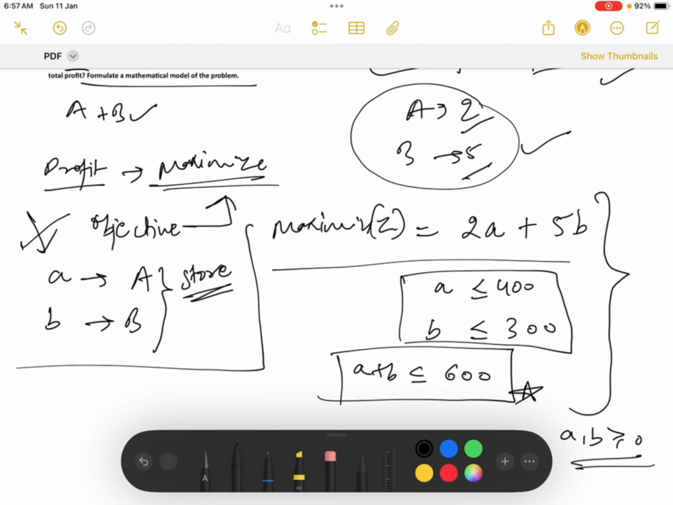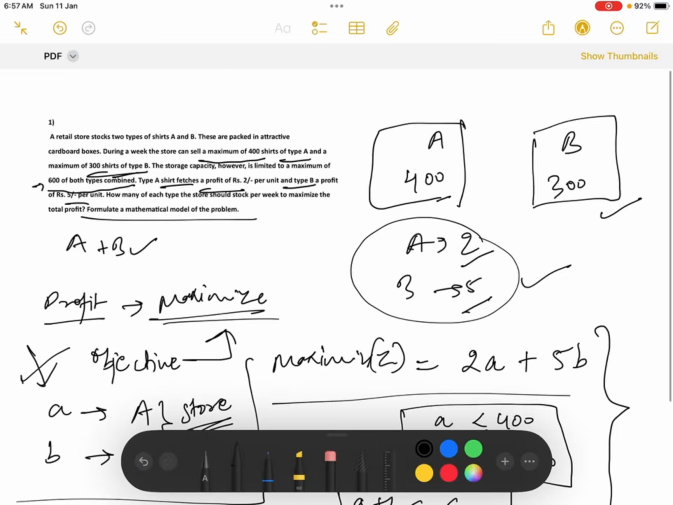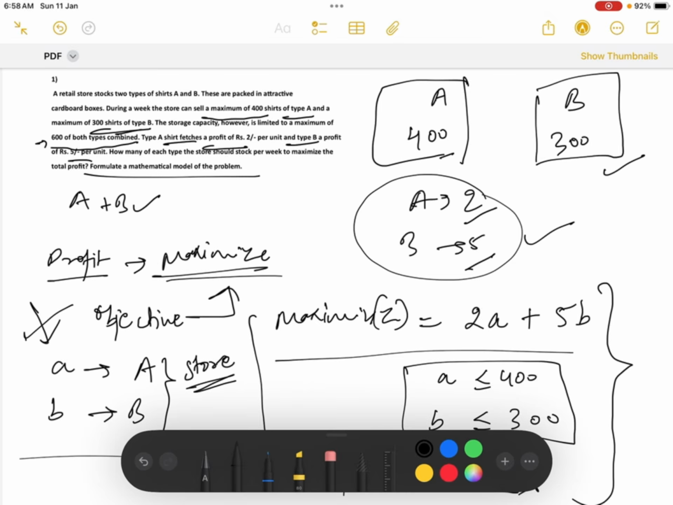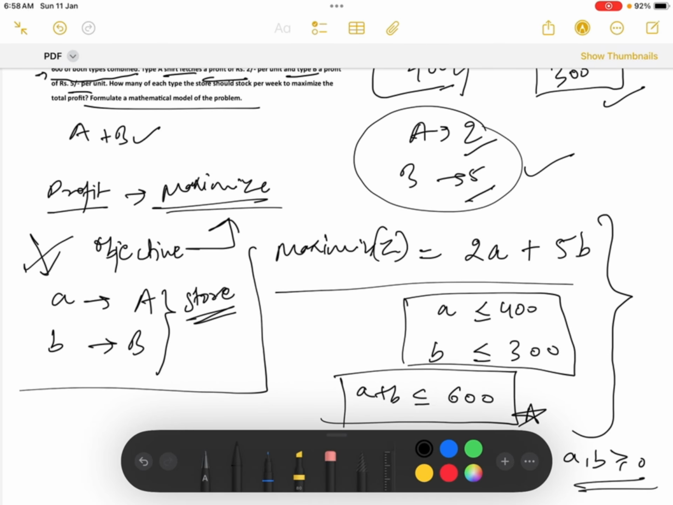So if this question, like you see, I'm giving a conclusion of it. First, what we do is understand what the question is saying. Here the question said that the maximum unit of A could be 400, maximum unit of B could be 300. So we assume that let A be the stored units of A, B be the stored units of B.